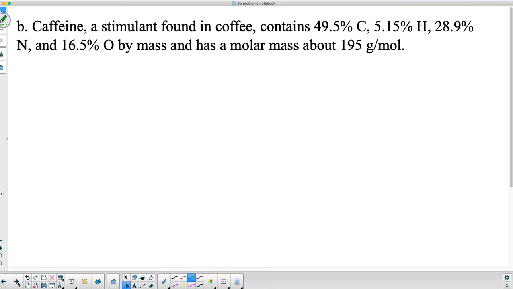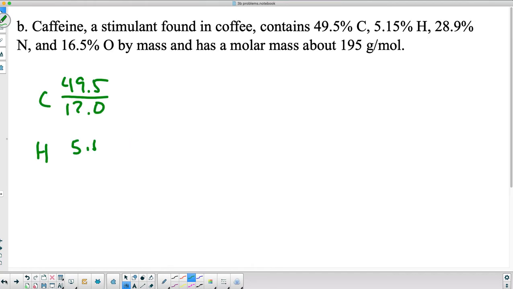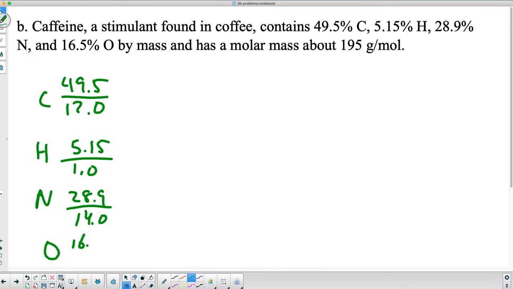Tell you what, let me do one more of these so you can see exactly what I'm talking about. Do the 49.5 for carbon. We're going to divide by atomic mass of 12. The hydrogen is 5.15, divided by 1.0. And there's 2 more left. Nitrogen is 28.9 divided by 14.0. And oxygen is 16.5 divided by 16.0, like that.